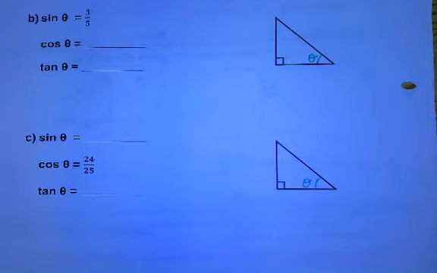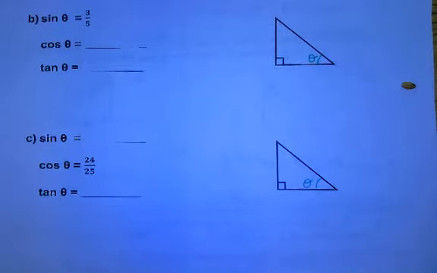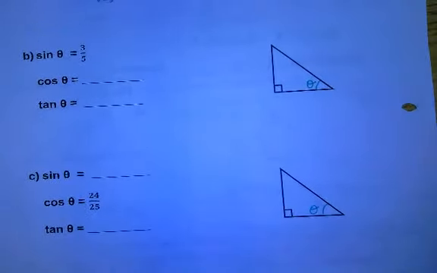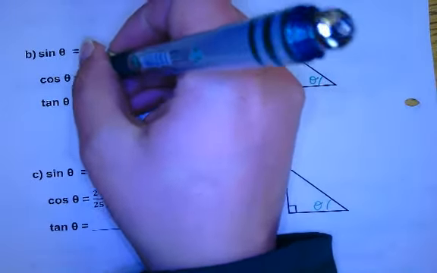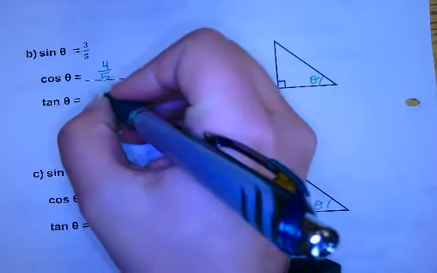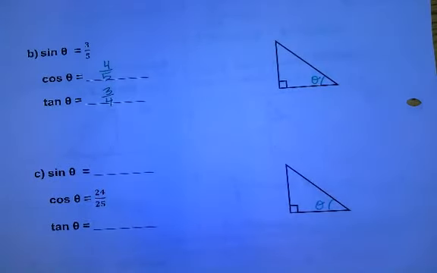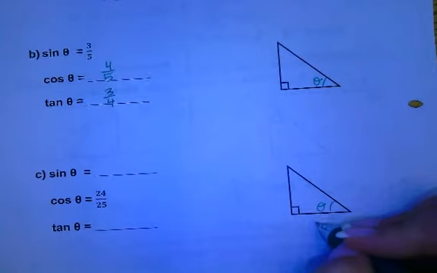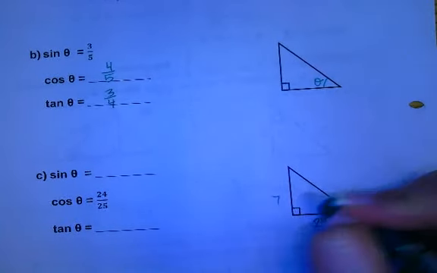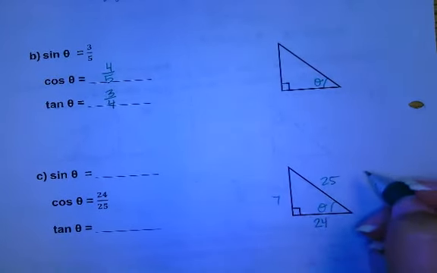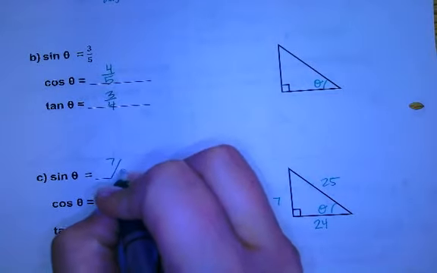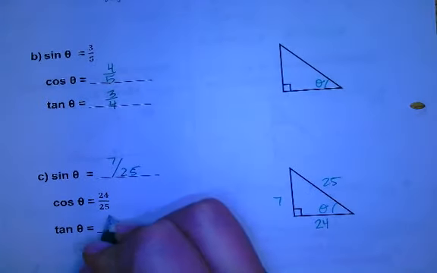Okay, what'd you guys get for the cosine in letter B? 4/5 and the tangent? Awesome. C, you're given the cosine. What was your missing side length? 7. Sine was what? And tangent? Awesome. Okay, any questions over the notes?